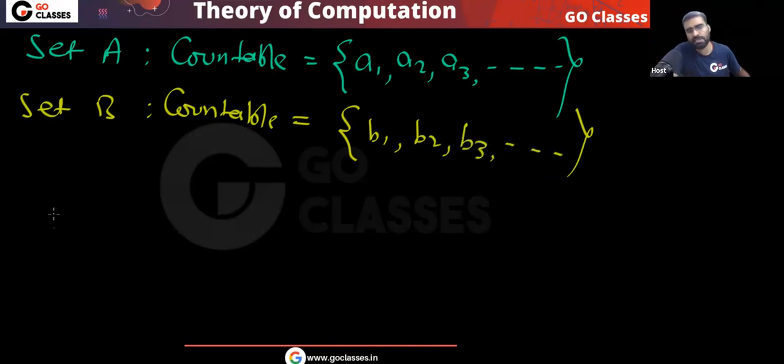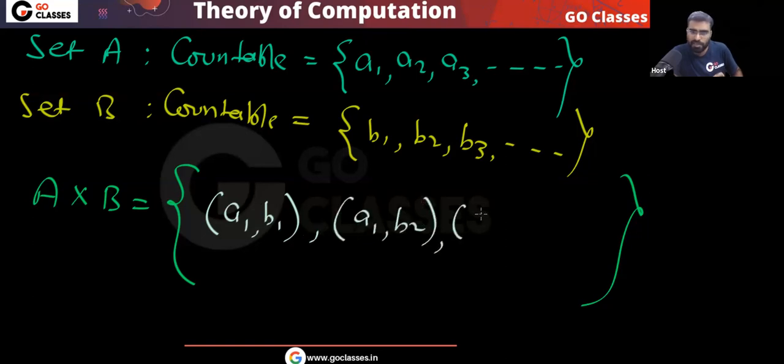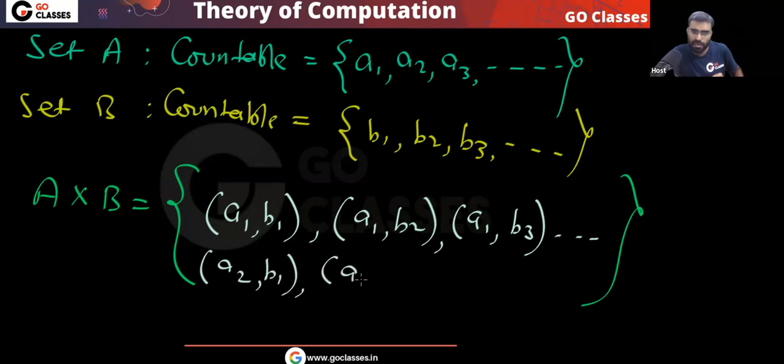Tell me what their Cartesian product will be. That will contain ordered pairs. Yes or no? First element will come from A, second element will come from B.